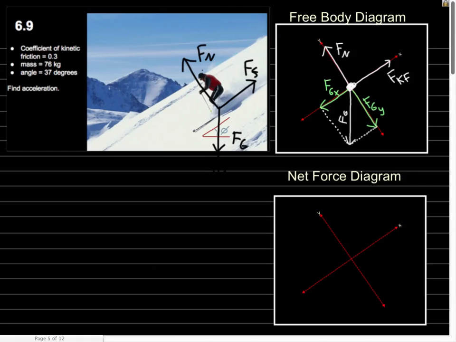So we're looking for the net force. Now we know that net force will be in the x direction because he's sliding downhill. So there will be a net force going downhill. There will be no net force going up because it's all canceled out. Let's start with the sum of forces in the x direction, since that will be the net force direction anyways. We have a coefficient of 0.3, a mass of 76, and an angle of 37.